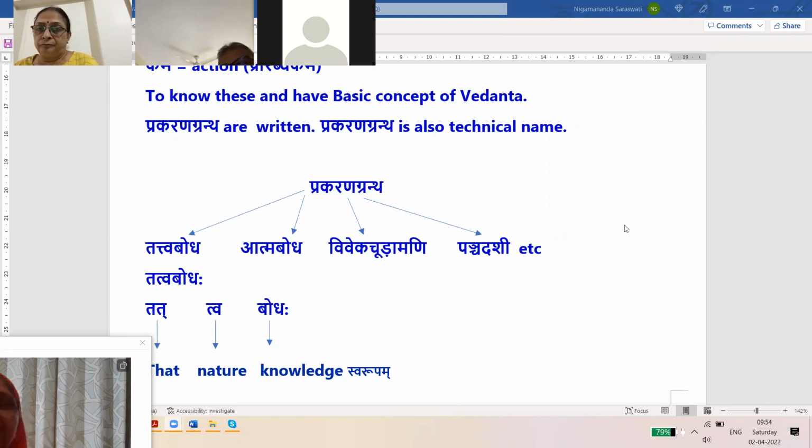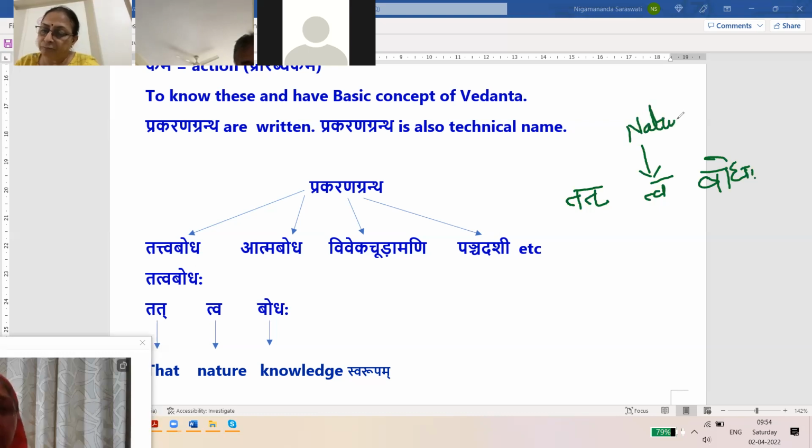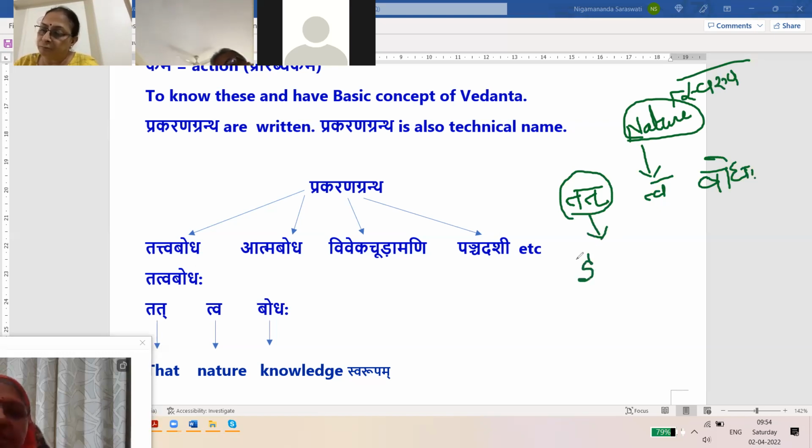Now the last one, Tattvabodha. What is the meaning of Tattvabodha? In Tattvabodha, there are two words, Tattva and Bodha. Tva is called nature, Swarupa. Not nature in the English sense, like when we say her nature or his nature is not good. So let me write: the meaning of nature here means Swarupa. Tat we can take as Ishvara. In Tattvamasi also, Tat is there. Tva means Swarupa. Bodha is knowledge, Gnana.